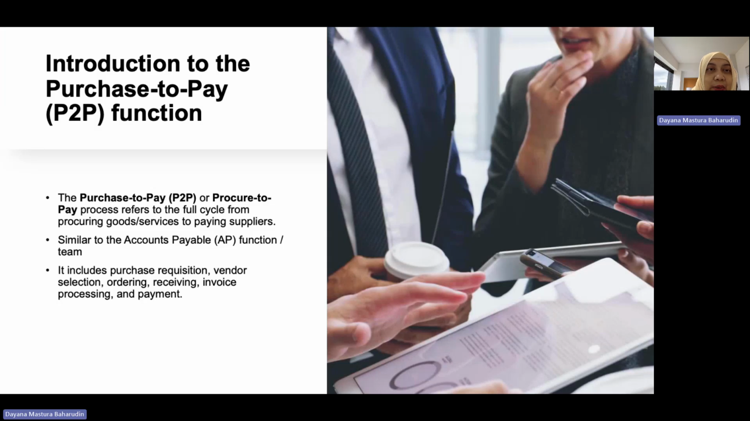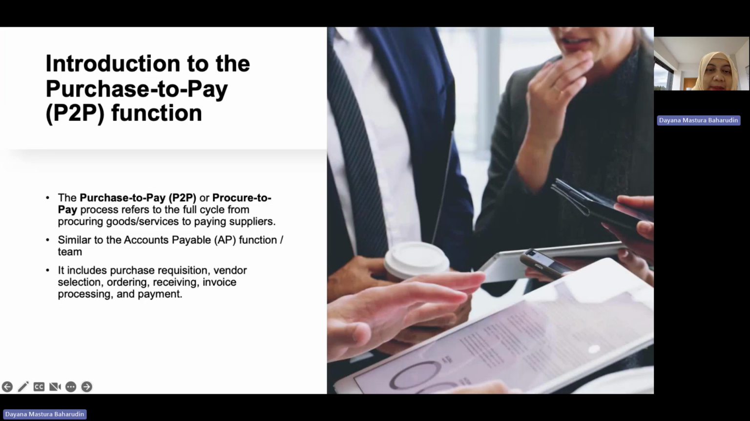I just want to get you familiar with the term P2P, so at least you will not be surprised when you see that some companies have been using this for years. They've already used purchase to pay or procure to pay, P2P. They wouldn't use PTP, because the letter T stands for something else. So they will want to use the number two to show purchase to pay, or procure to pay. It refers to the full cycle from procuring goods or services to paying suppliers.